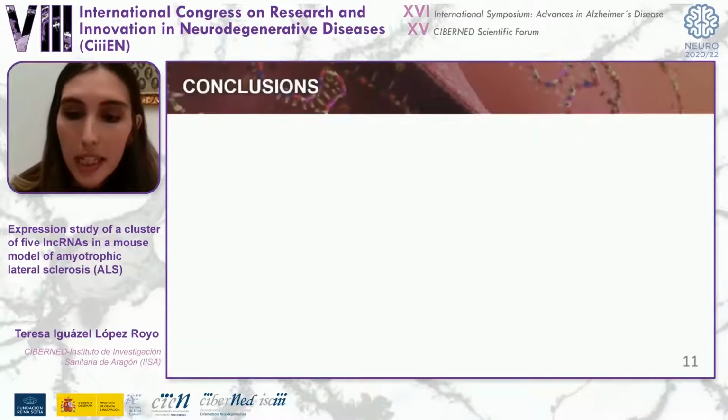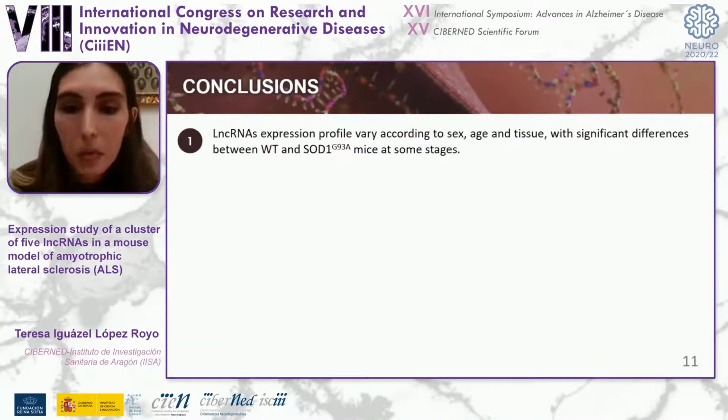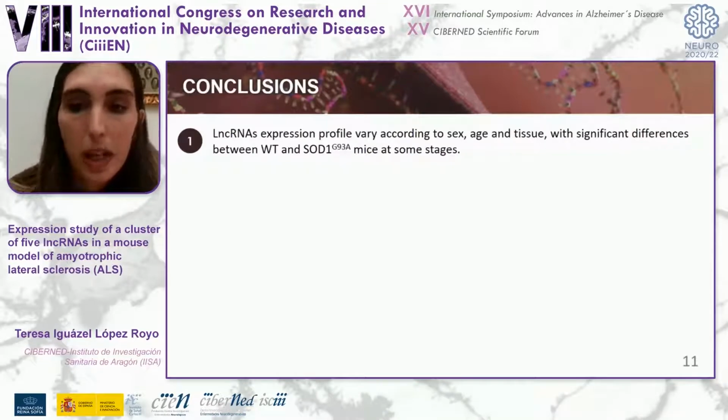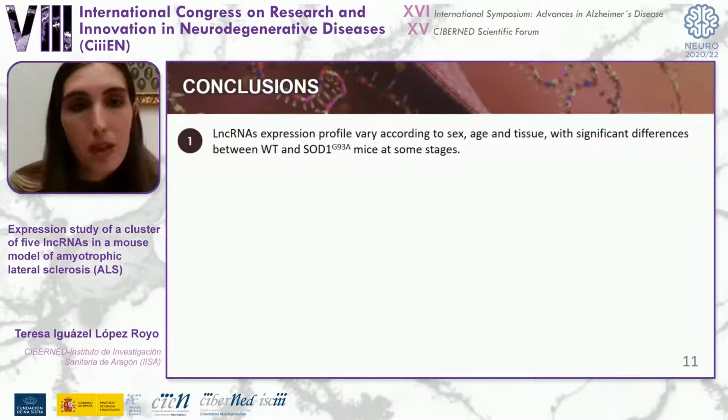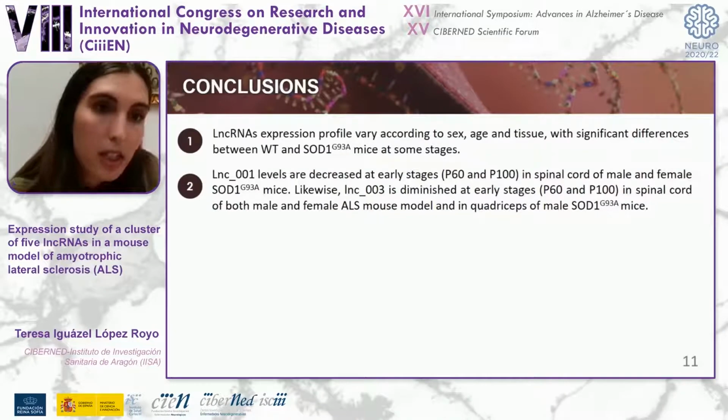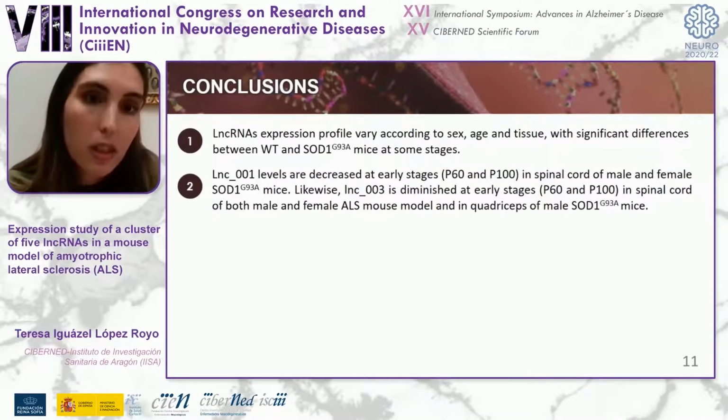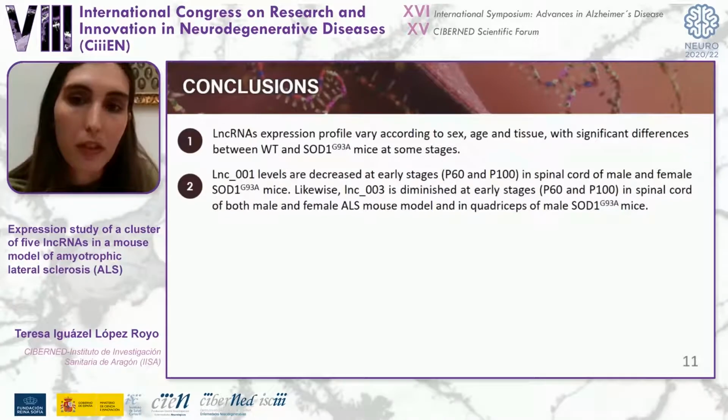In summary, we can say that non-coding RNAs were differentially expressed in SOD1 and wild-type mice at different ages. And this expression profile not only varied according to age, but also according to sex and tissue. These findings are consistent with the different disease progression observed in males and females of this specific murine model of ALS, as well as its different frequency in patients. Among all the long non-coding RNAs studied, long non-coding 1, long non-coding 3, and long non-coding 5 stand out.